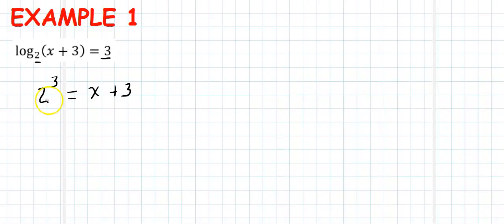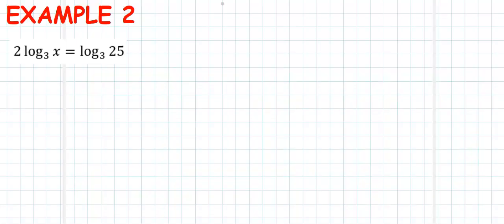And solve. 2 to the third power is 8, equal to x plus 3. And isolate the value of the variable x. So we are going to subtract 3 from both sides. So x equals 5.